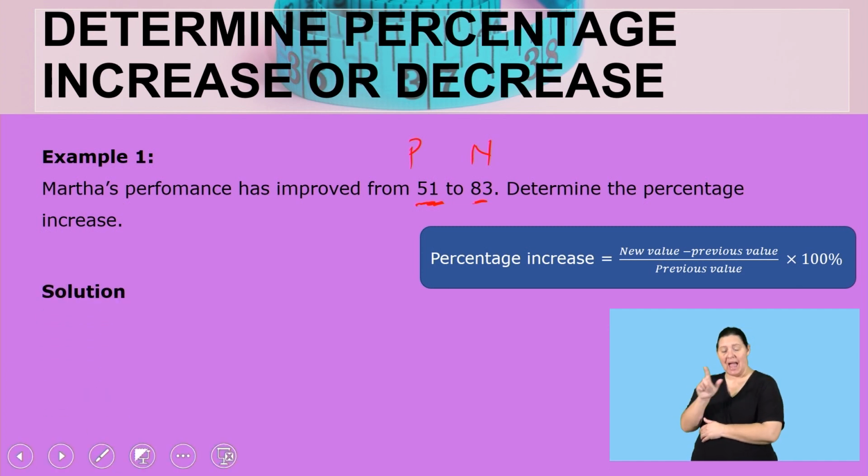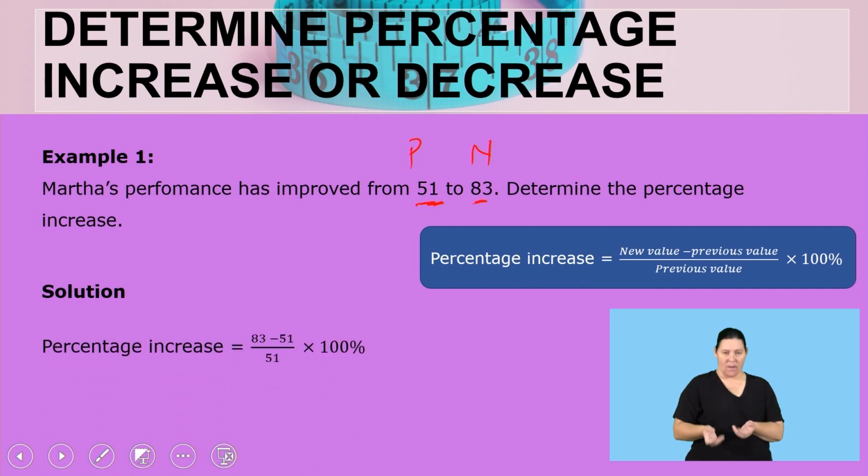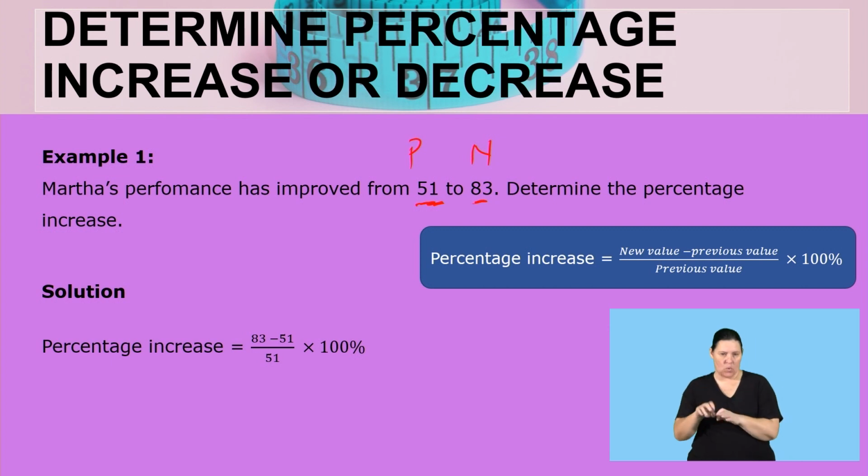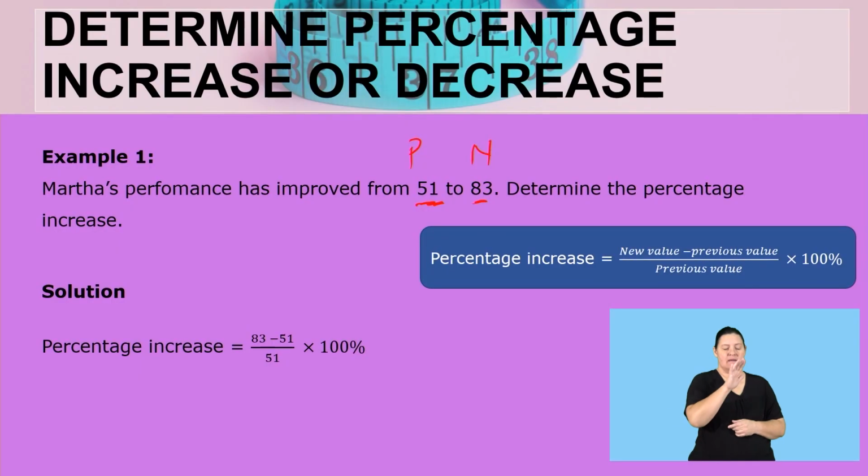Now to calculate this, remember, the first step is to get the difference between the two values. So we take the new value, which is 83, and we subtract 51, and then we divide by the previous value and we multiply by 100%. But as you press it on your calculator, my advice to you is to take it step by step. Let us subtract 51 from 83. We say 83, subtract 51. So the answer that you get is 32.